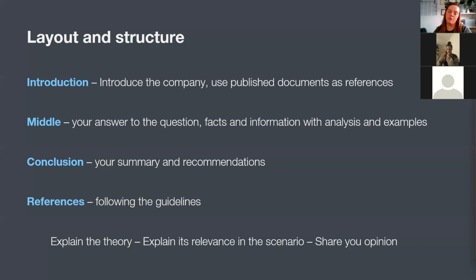And then finally, you've got your references. So explain the theory, explain the relevance in the scenario, and share your opinion.